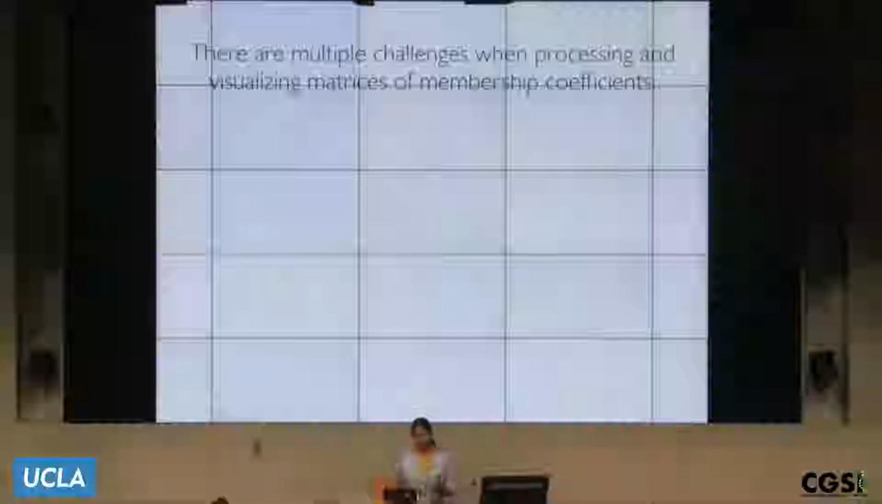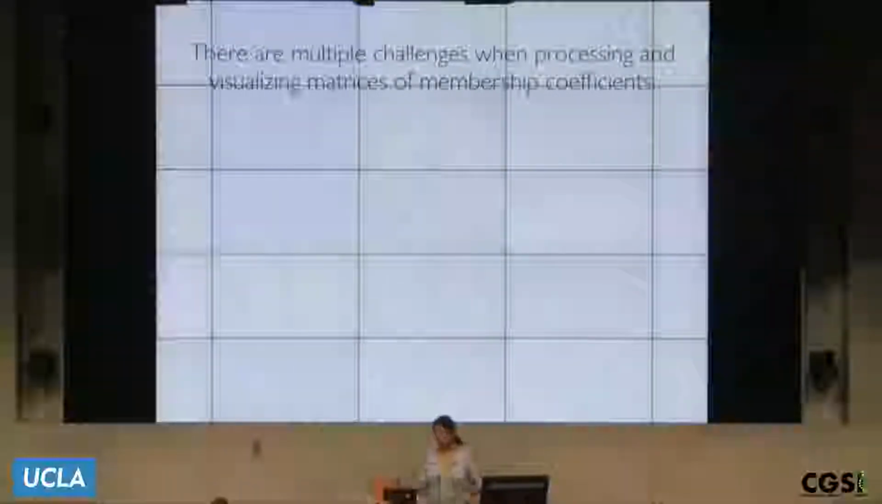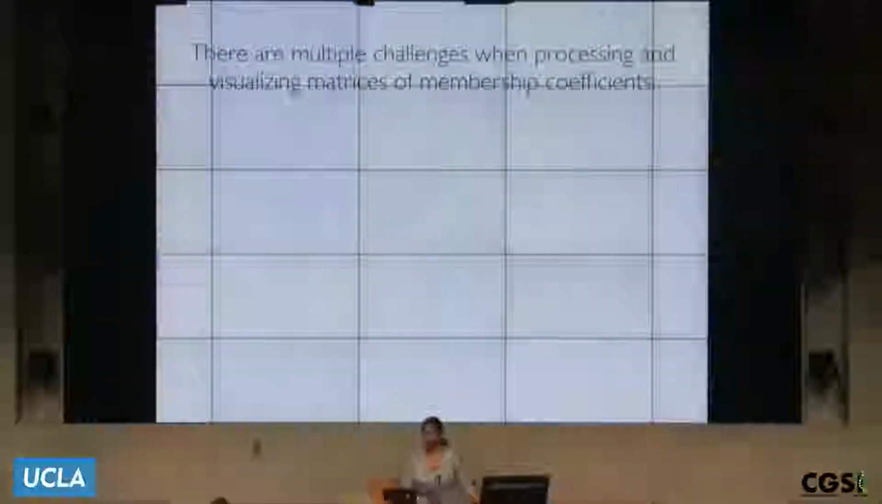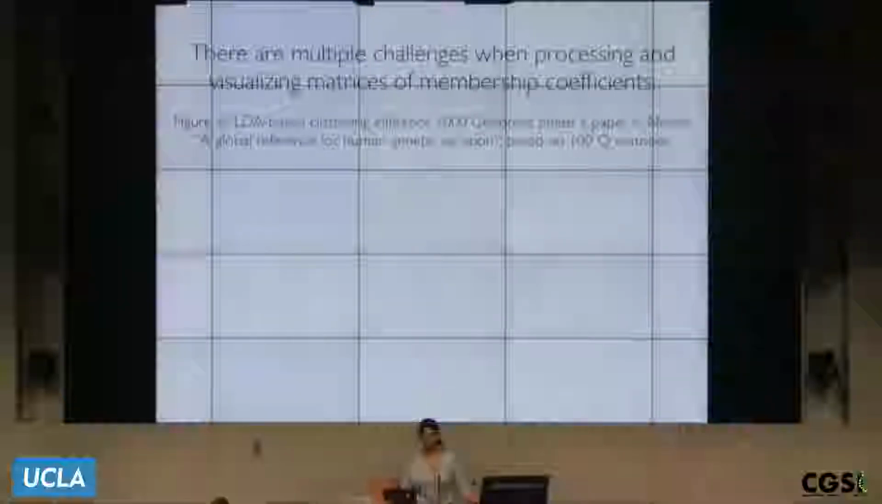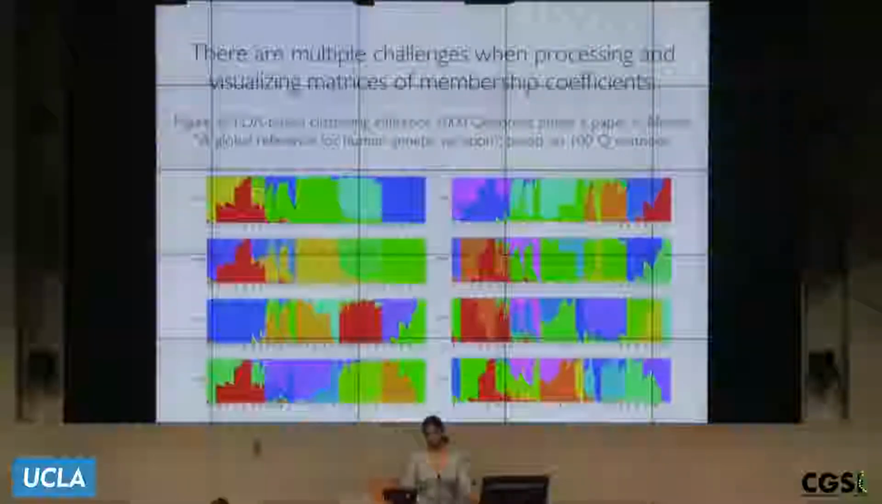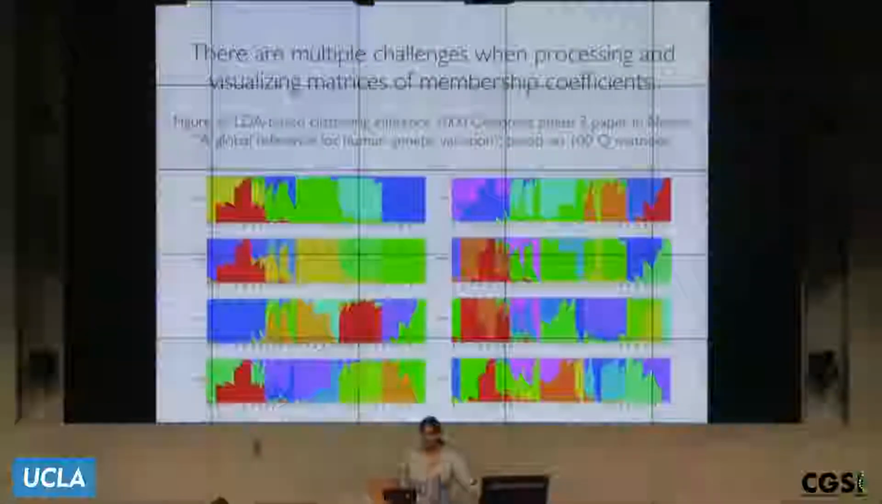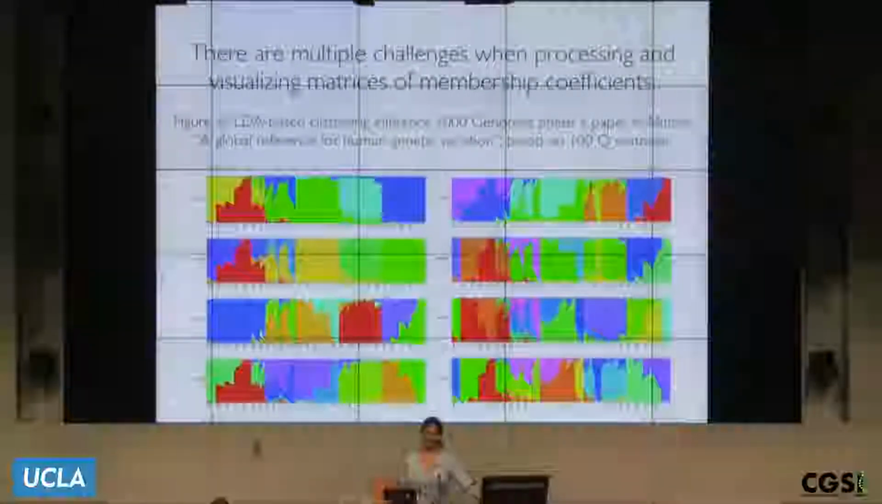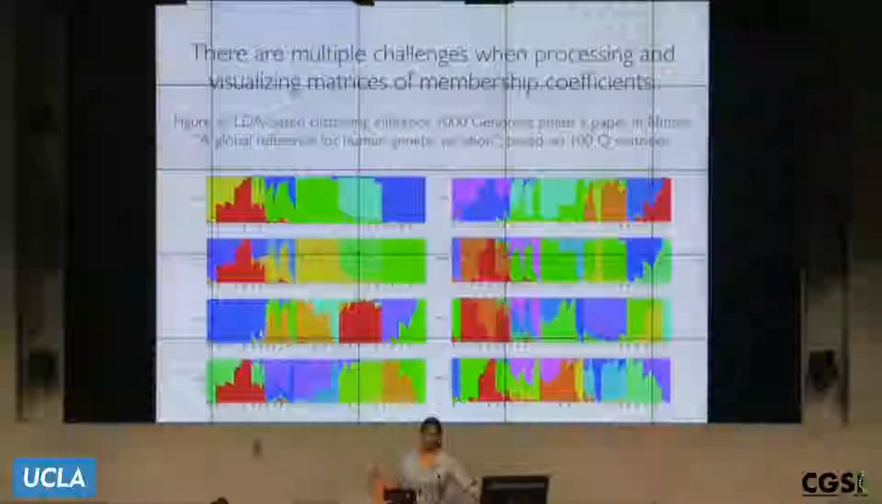So there are multiple challenges in simply processing and visualizing these matrices that I think sometimes limit what we do as a community with LDA. So here's an example where I'm trying to be nice, but I think many of us can empathize with what was happening for the authors in the 1,000 Genomes Phase 3 paper. So this is their plot of results using admixture on their data. Okay. So how many of you have had the pain of having to try to take something like this and make it look pretty for a paper?